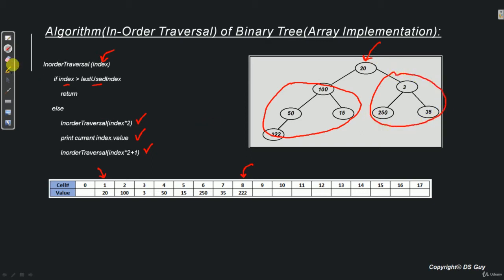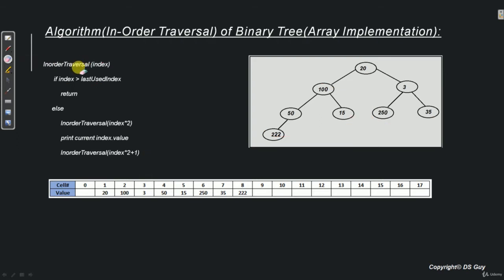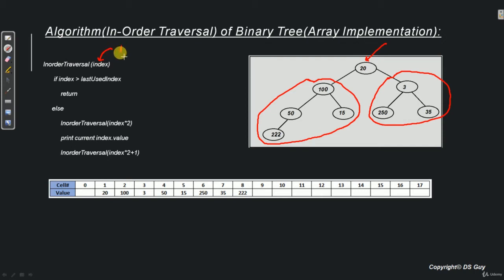So if we do a dry run of this algorithm, we basically do the same thing, that is index starts from 1, that is root. In order traversal, index into 2. Now what is index? It is 1. So 1 into 2 is equal to 2. Now what is 2? 2 is 100. And you see 100 is same as the left subtree.